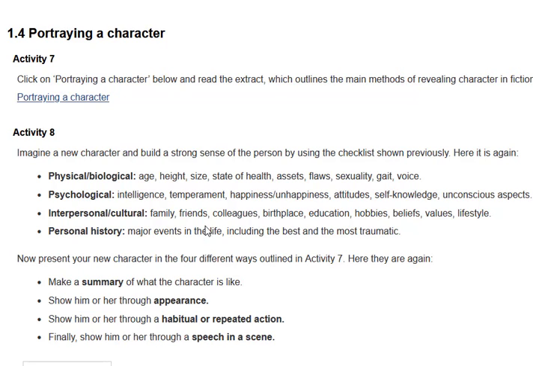Personal history. What were the major events? Is he married? Has he had children? Is he divorced? Are his parents still alive? Was he in the military? Does he have PTSD from World War I, World War II, or whatever war he's in? So, major events in his life, including the best and the most traumatic.